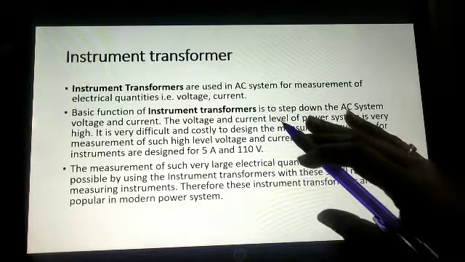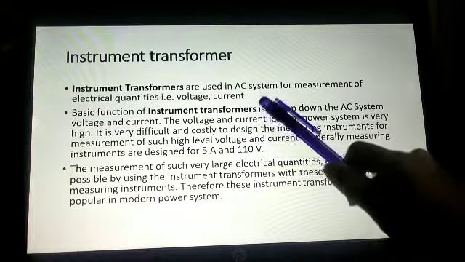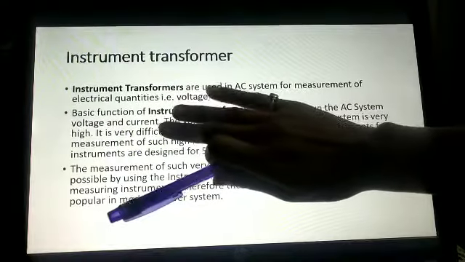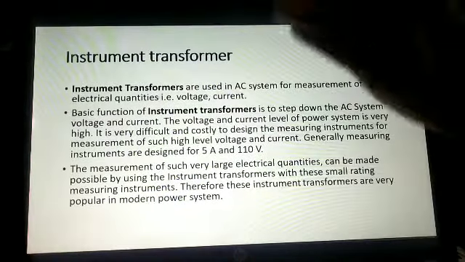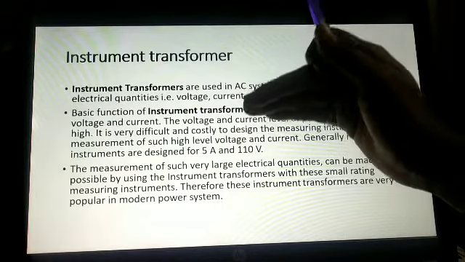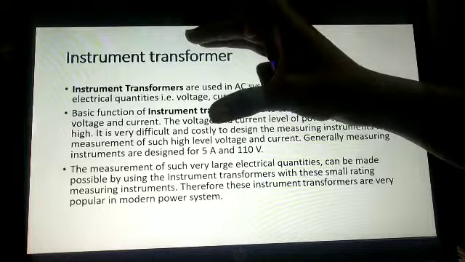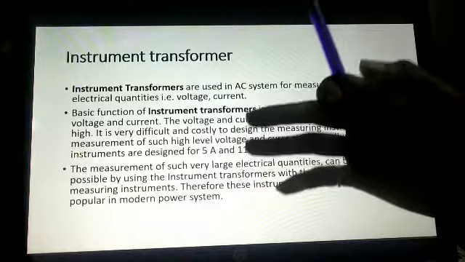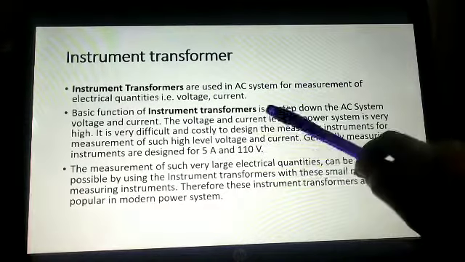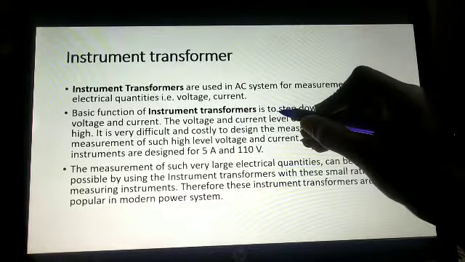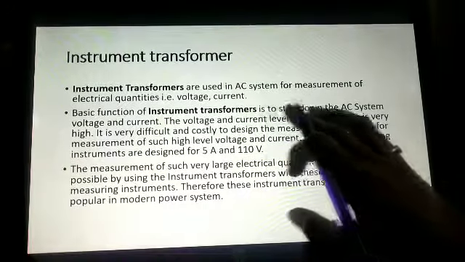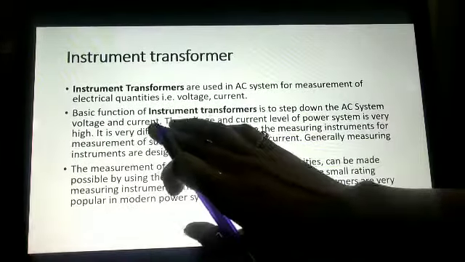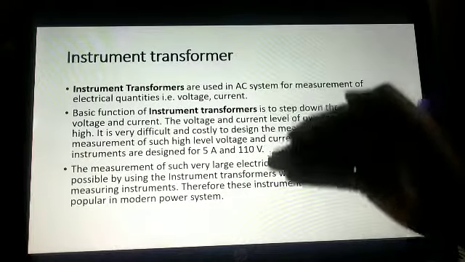Here the same has been given. The basic function of instrument transformer is to step down the AC system voltage and current. Clear with this point? I'll explain it once again. What will this instrument transformer do? It will convert high value voltage or current into low value voltage or current, and it will be easy to measure the voltage and current. So that means it steps down. Remember the word step down. This is the important word. The instrument transformer is to step down the AC system voltage and current. So step down means what? It will lower the value.